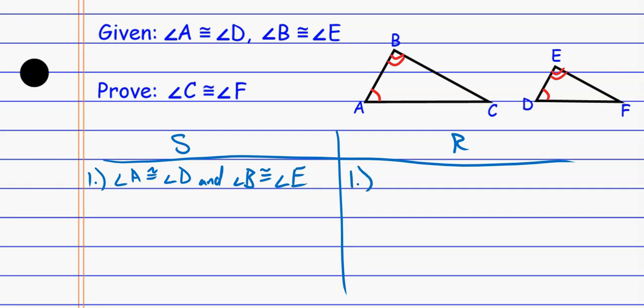So these are congruent, and that was given to me. And so now I just have to start thinking about what I know in terms of each of these triangles. One of the things I know is that the three angles inside a triangle add up to 180 degrees. So right here I could say that the measure of angle A plus the measure of angle B plus the measure of angle C equals 180 degrees. And I could do the same thing for the other triangle as well.